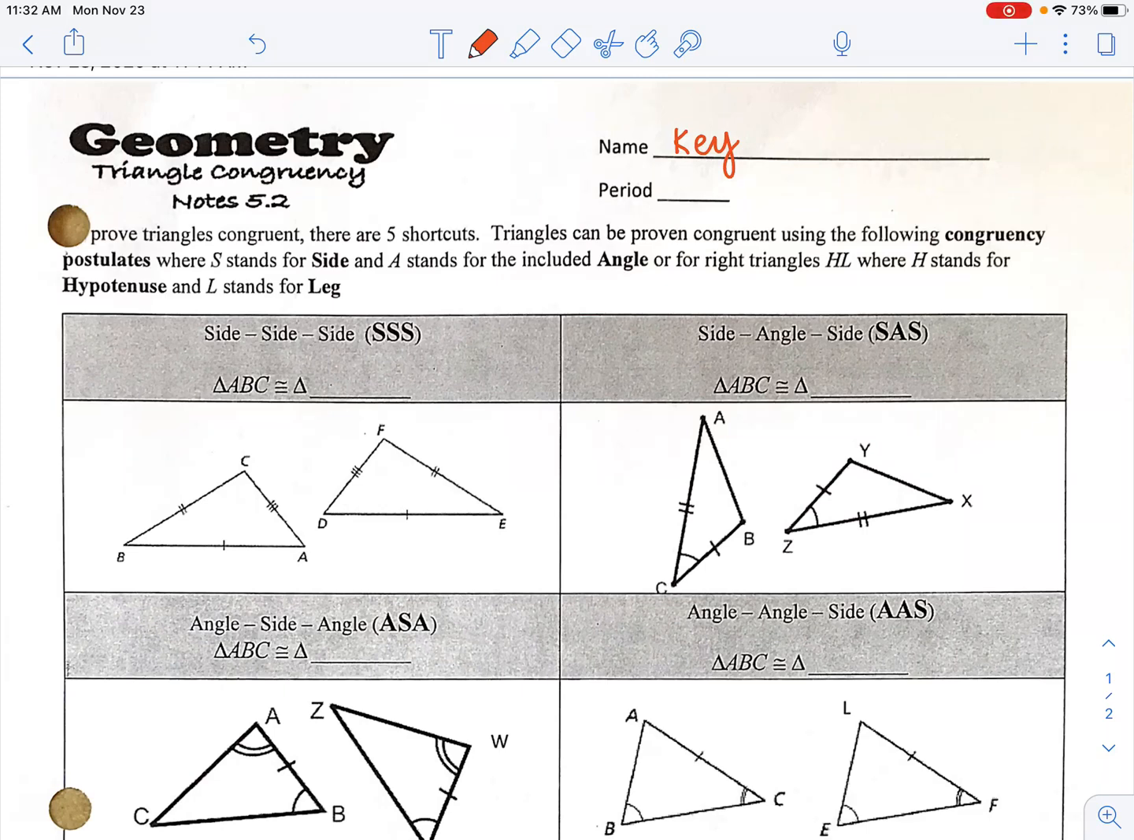Hi everyone, today we're going to be doing 5.2, which is all about triangle congruency. So in 5.1, we talked about how to name congruent triangles, congruent polygons. Today we're going to talk about how we can prove triangles congruent, which is going to lead to us doing proofs later on this week.